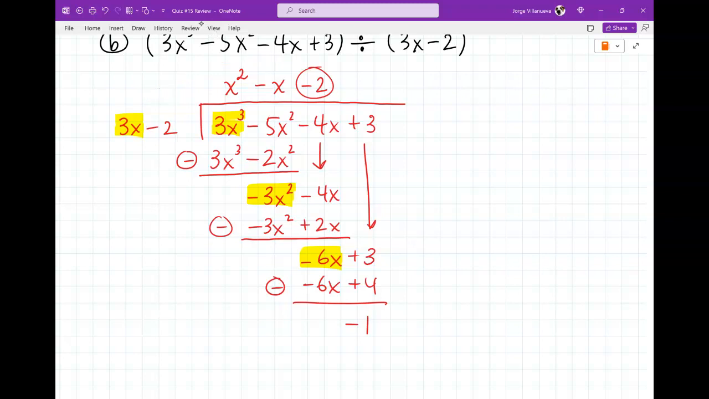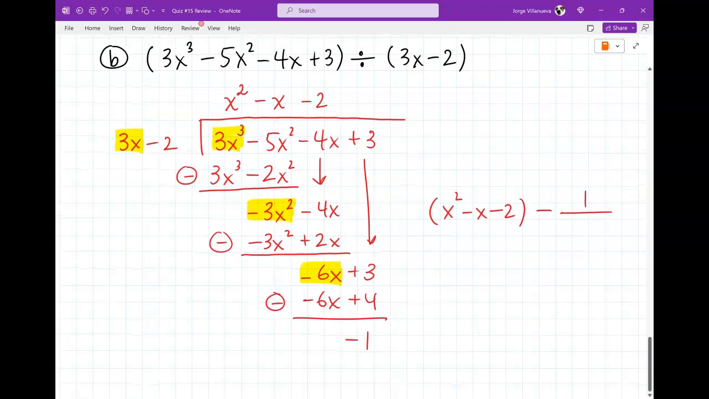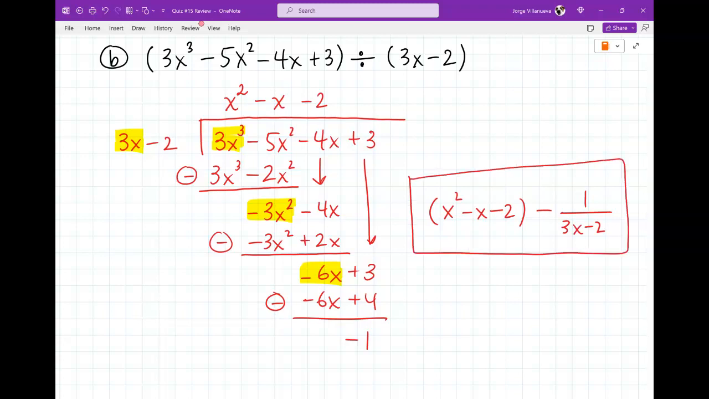So here's my answer. X squared minus x minus 2. Remember, that's my quotient. That's up here, okay? That's your answer. Then minus your remainder over what you were dividing by, which is 3x minus 2. And this is your answer. The other question on your quiz is shorter. It's only going to have 2 terms in your quotient and then a remainder. This one has 3 terms in your quotient. That means it was a longer problem. So the other one you have for your quiz will be shorter.